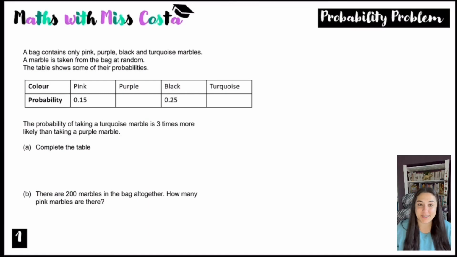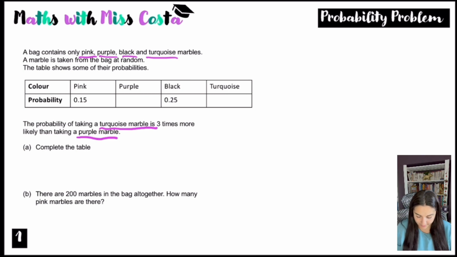So here I've got a probability problem. Now, probability is just the likeliness of something happening. Probability, when it's written in its decimal form or fraction form, always needs to add to 1. I'm being told that a bag contains only pink, purple, black and turquoise marbles. A marble is taken from the bag at random and the table shows some of their probabilities. I'm told that the probability of taking a turquoise marble is 3 times more likely than taking a purple marble.